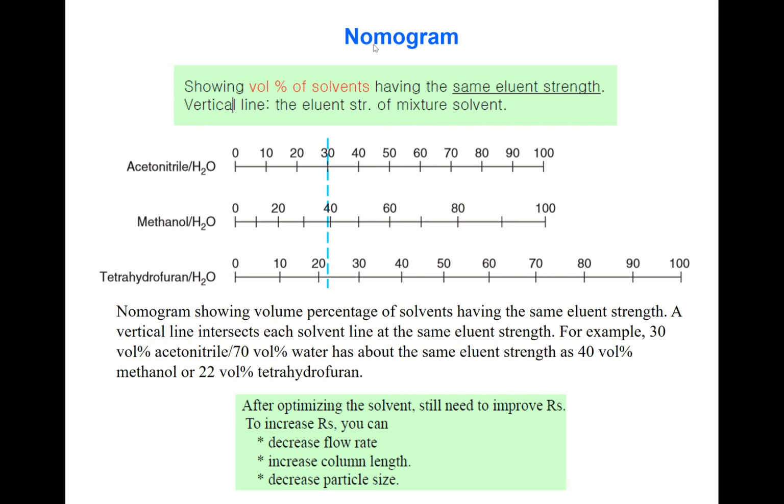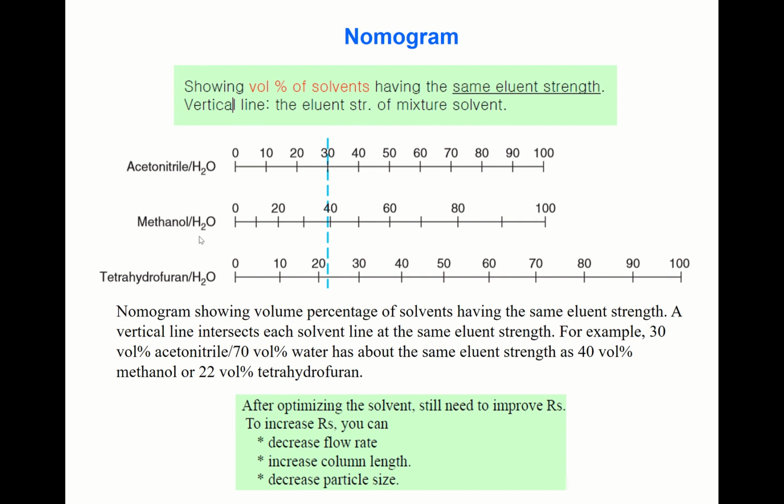Take a look at this nomogram. The nomogram shows the volume percentage of the solvents having the same eluent strength. Look at that. Here is the acetonitrile and water mixture, and this scale shows the eluent strength. The numbers mean the volume percent of solvent. For example, here 20% means acetonitrile takes 20% by volume, and 80% is taken by water.